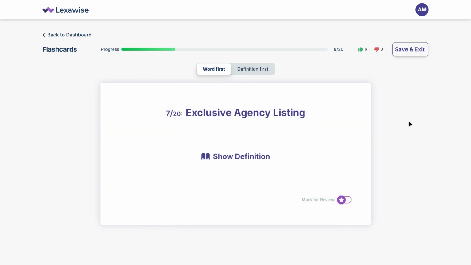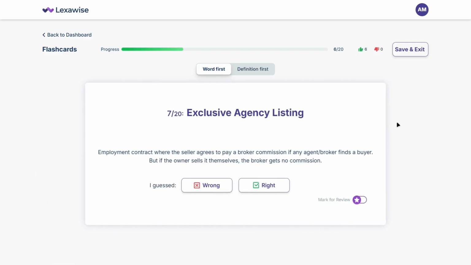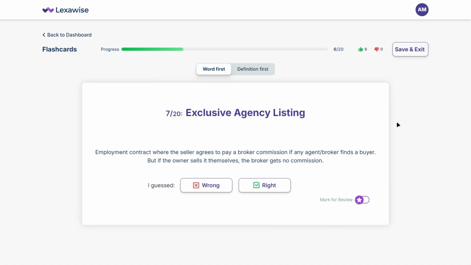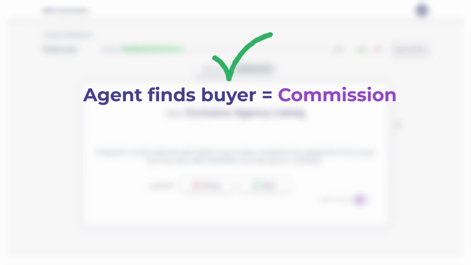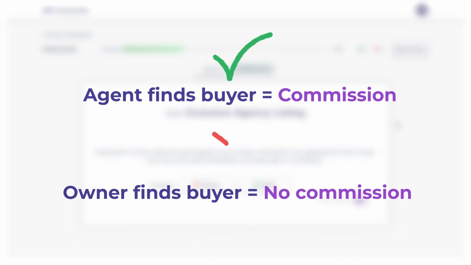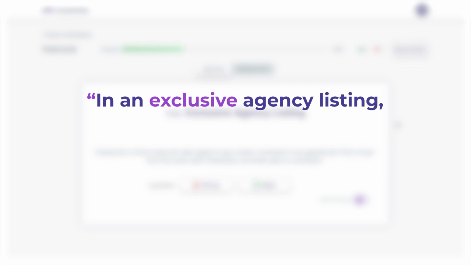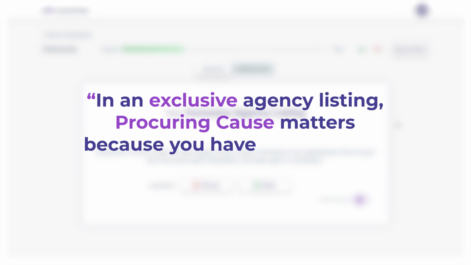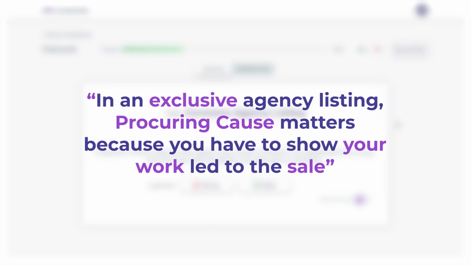Here's one that confuses people: exclusive agency listing. Exclusive agency listing: employment contract where the seller agrees to pay a broker commission if any agent or broker finds a buyer. But if the owner sells it themselves, the broker gets no commission. Remember procuring cause from earlier? In an exclusive agency listing, procuring cause matters because you have to show your work led to the sale.